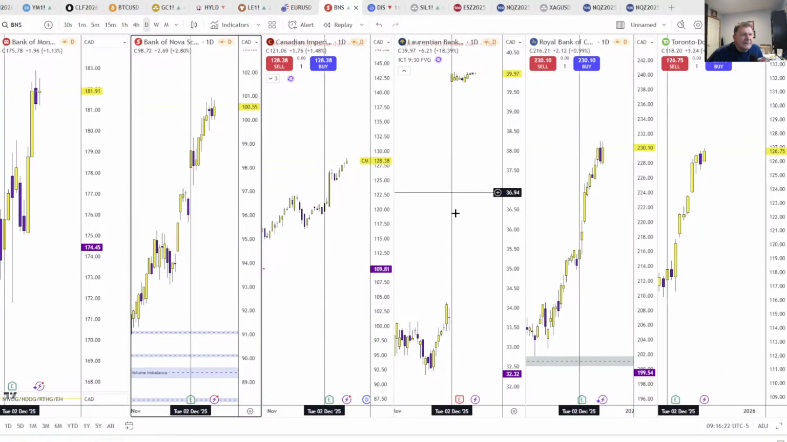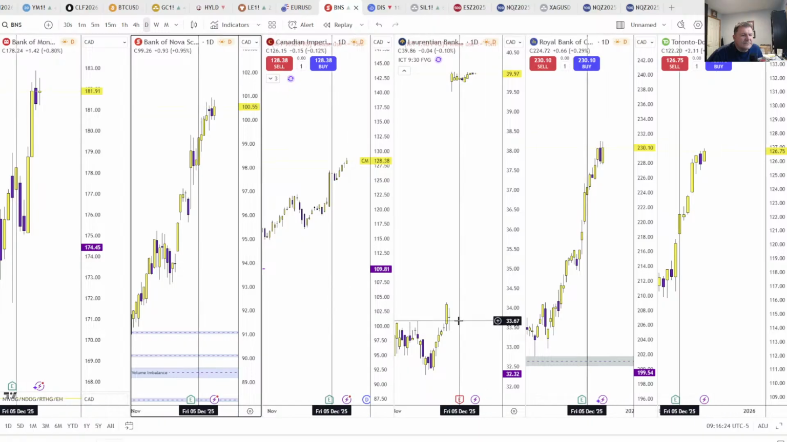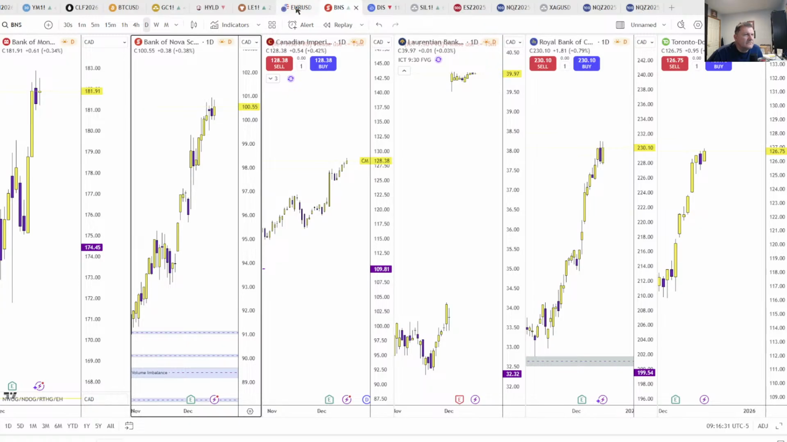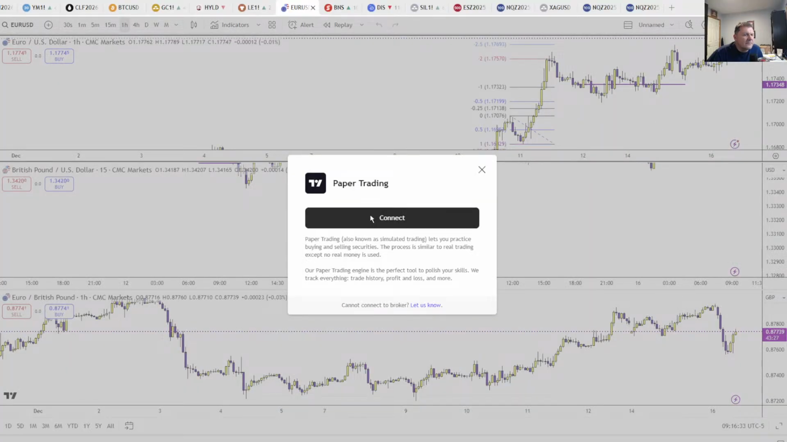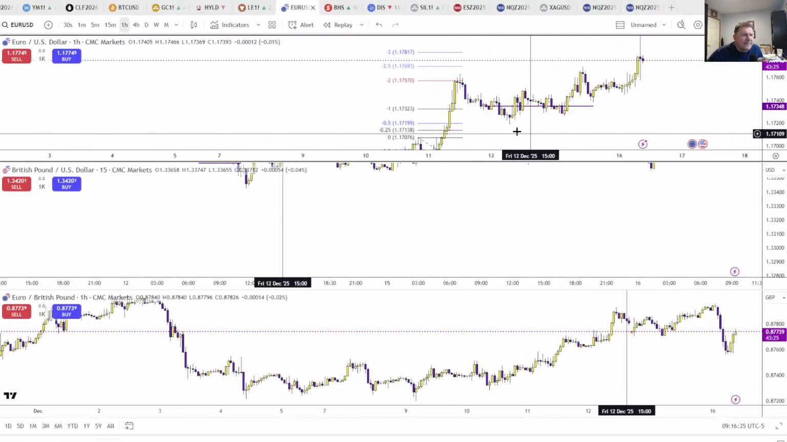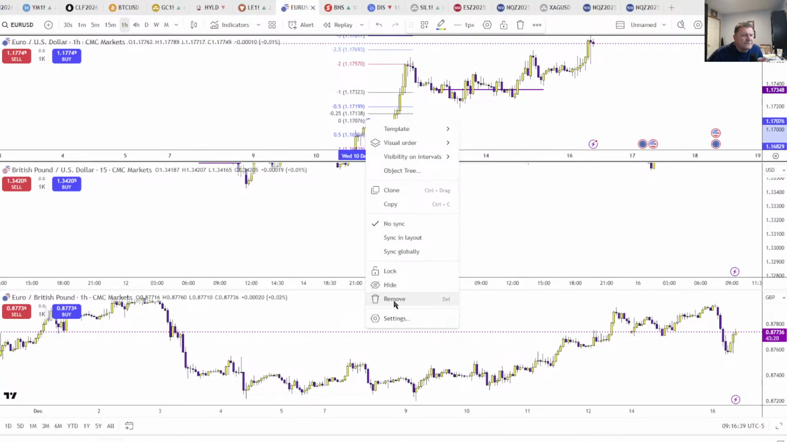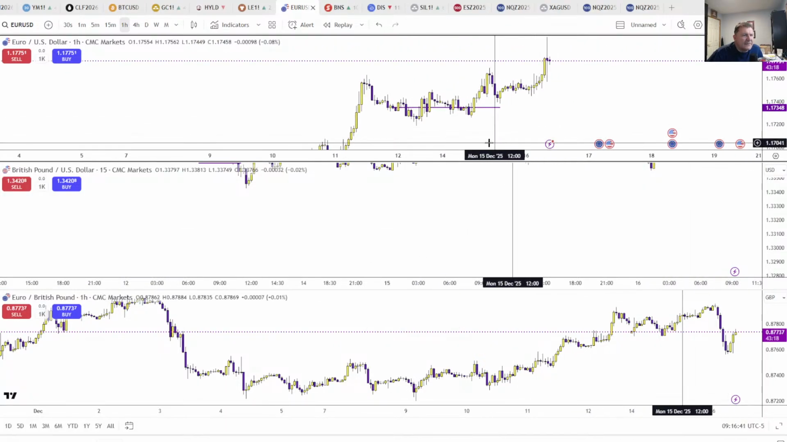Look at that. Nice little 20% jump. Euro. Let's look at some Forex here.